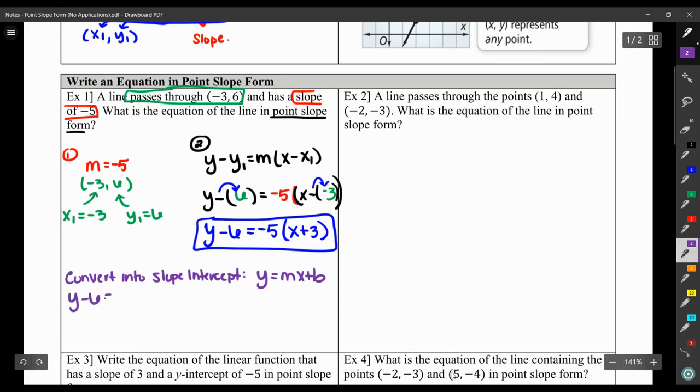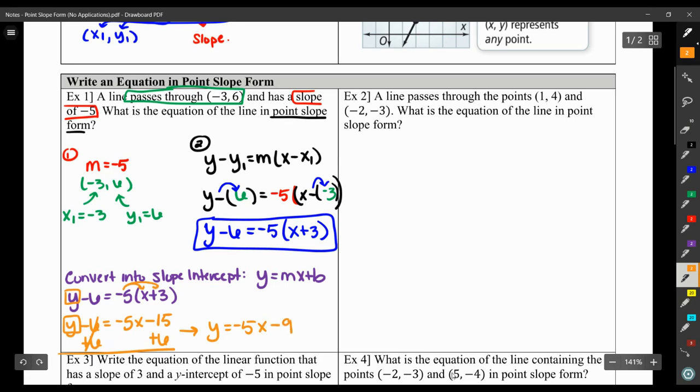So y minus 6 equals -5 times x plus 3. So to convert this into slope intercept, we want to get y by itself. We want y alone. So step 1 would be to distribute. So y minus 6 equals -5x, and then -5 times 3 is a -15. And then the last step to get y by itself is to simply add 6 to its like term on the other side. So this would turn into y equals -5x, -15 plus 6 makes -9. So this is the slope intercept form version of the same equation in point slope.